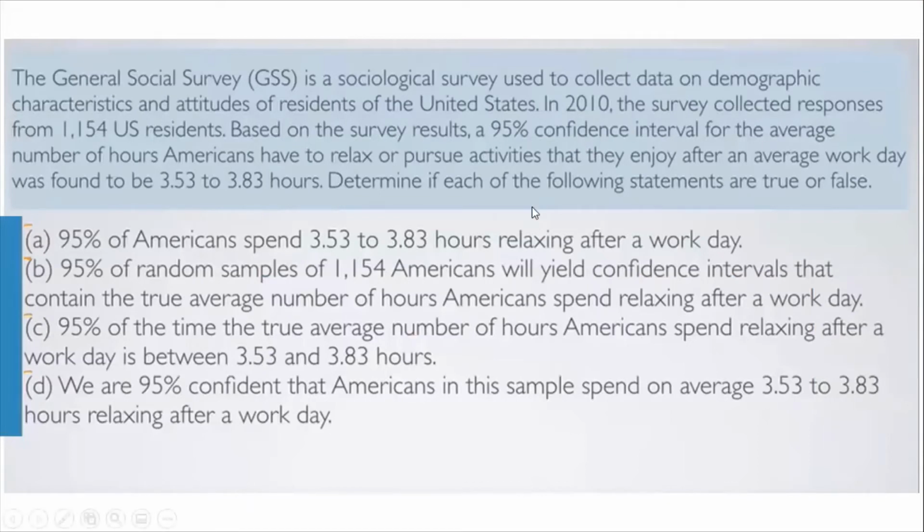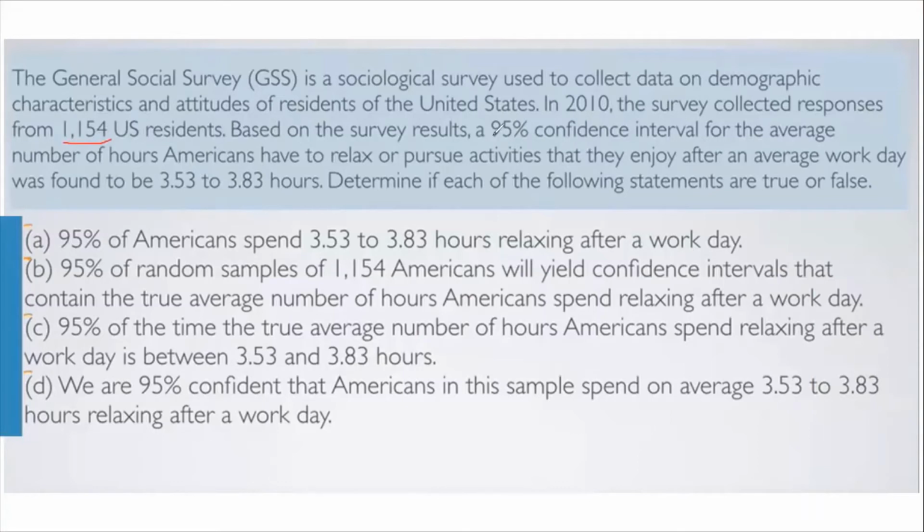Okay, so I think we go one by one. What do you think of A? Is it true or is it false? If you can interpret a 95% confidence interval, then you know whether it is true or false. So we got our sample size.